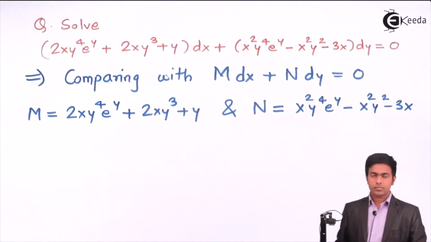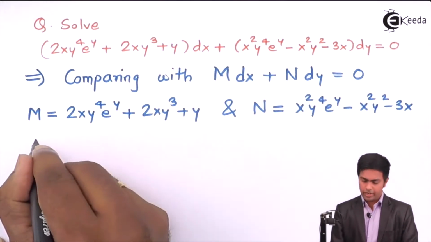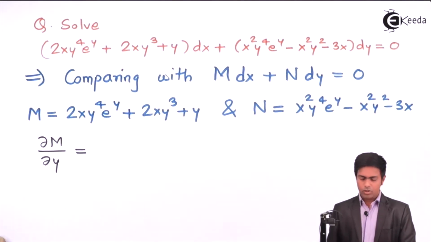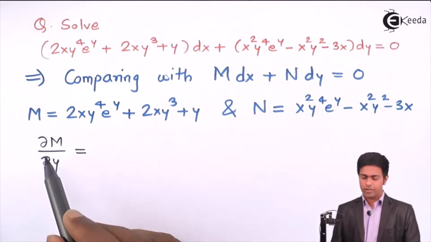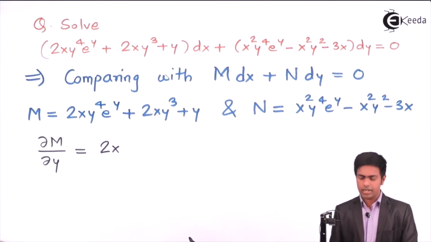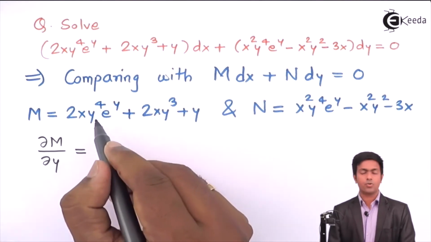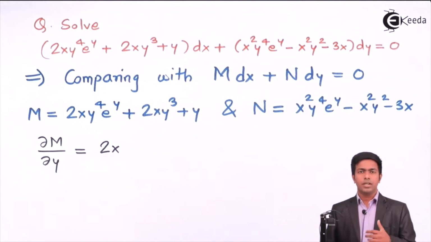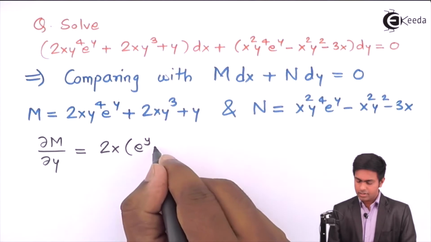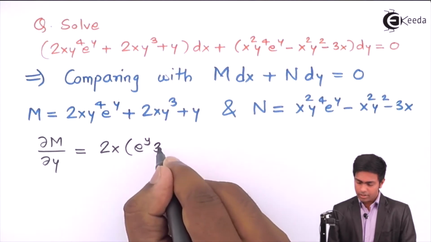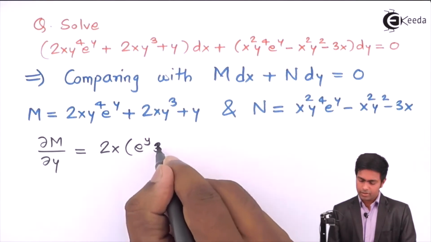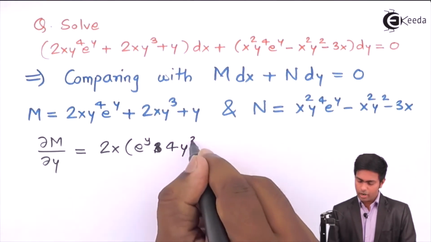Now from M we can get the value of ∂M/∂y. For that we have to partially differentiate M with respect to y. So this 2 and x is a constant, I'll take it outside, and for this y^4 e^y, we'll use the UV rule. So here we will get e^y as it is, and this will become 4y^3. So here we can say not 3 but 4y^3.